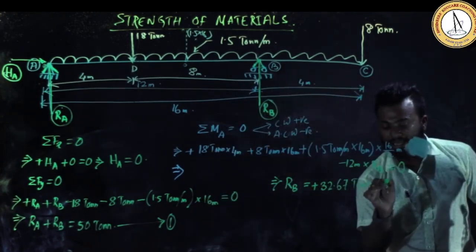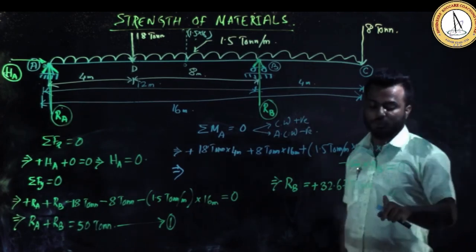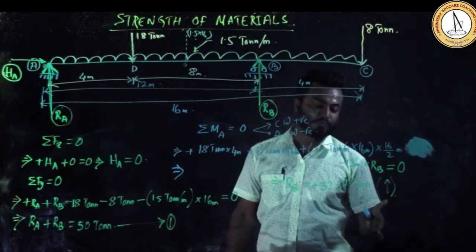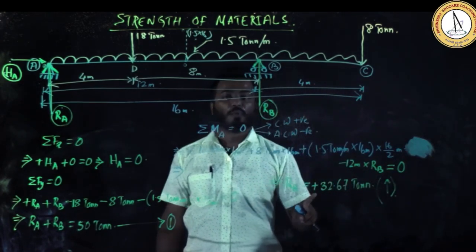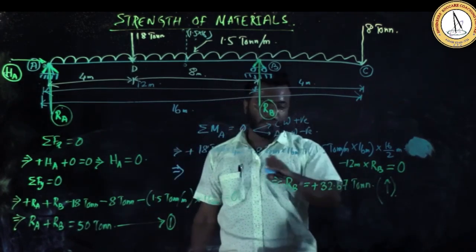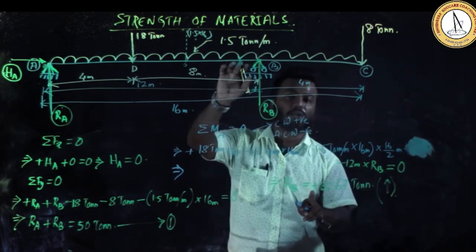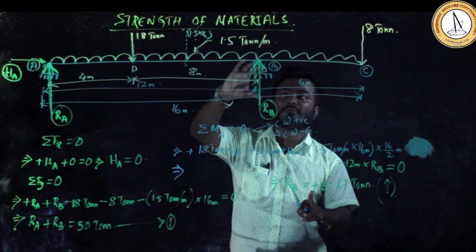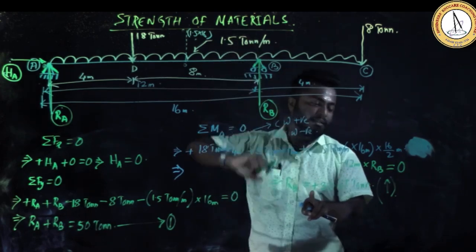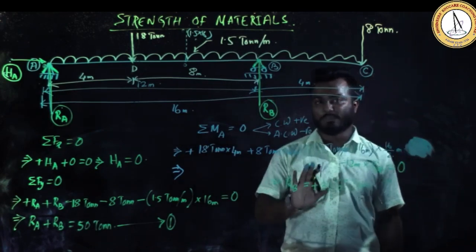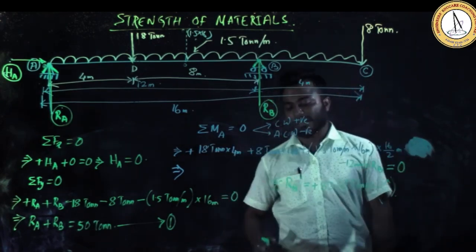That means the assumption that RB is in the upward direction is okay, because you are getting a positive answer. Say after solving this problem you are getting RB as a negative answer, that means your assumption was wrong. You need to change RB from the upward direction to the downward direction. But in this problem we are getting the positive answer, so the assumption was correct.